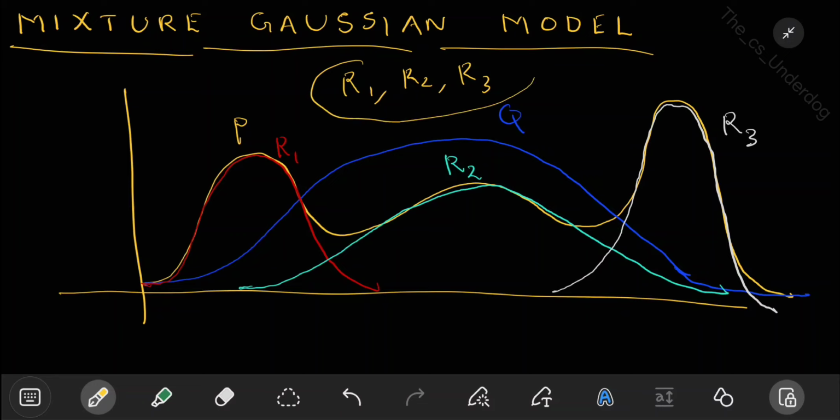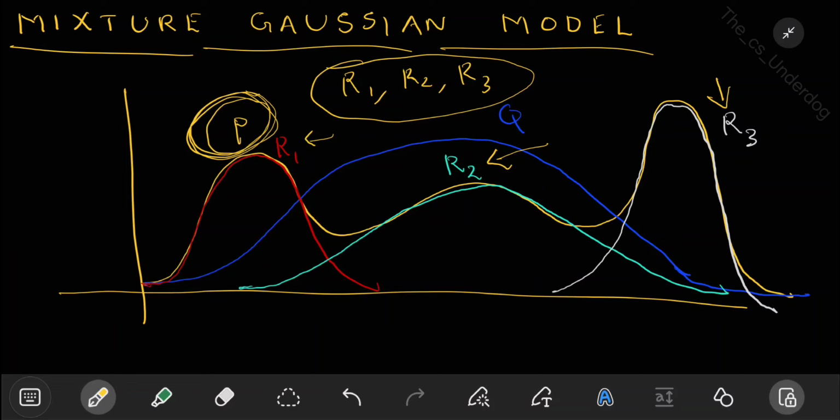If you see this now, using R1, R2 and R3, that is a mixture of all these three, I can quite closely approximate the actual distribution P, because the leftmost part of P is very well approximated using R1. The middle part of P is very well approximated using R2, and the rightmost part of P is very well approximated using R3. So using a mixture of these three distributions, R1, R2 and R3, I am able to come up with a very good approximation for the underlying distribution, which is P.